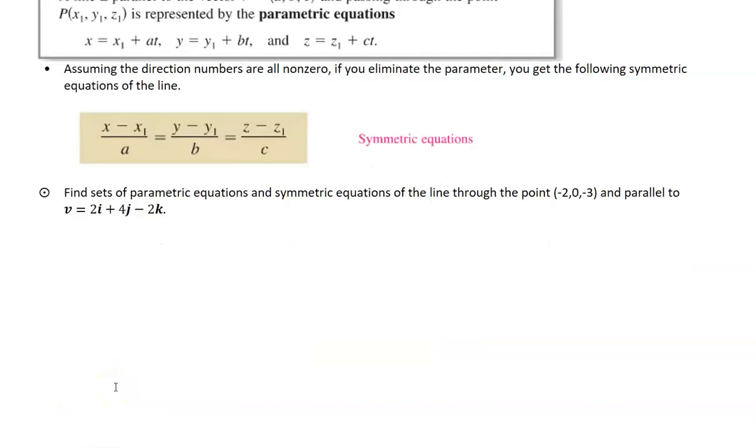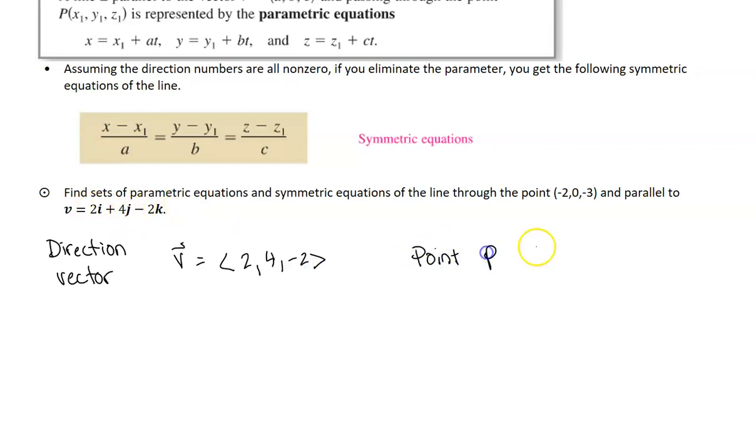So this is a pretty simple example. It says find sets of parametric equations and symmetric equations of the line through the point (-2, 0, -3) and parallel to v equals 2i plus 4j minus 2k. So we're given two things here. We're given our direction vector, which is v equals (2, 4, -2). That's the a, the b, and the c. And we're given our point P, which is (-2, 0, -3). So this is our x1, y1, z1.